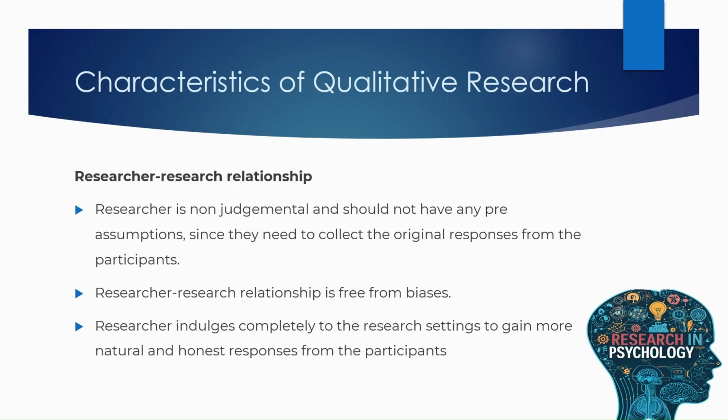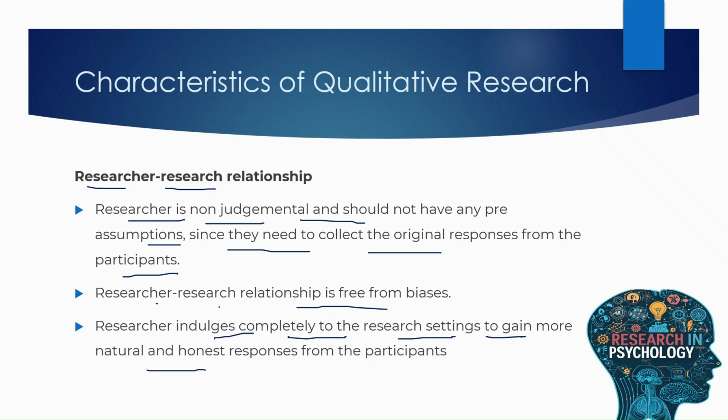Next we have researcher-research relationship. Here, in case of qualitative research, the researcher is not judgmental and should not have any pre-assumptions since they need to collect the original responses from the participants. So they should not have any bias. See here, the researcher-research relationship is free from biases. The person will not have any pre-existing ideas or notion about the study. So they will be approaching the whole thing with a fresh mind. The researcher indulges completely to the research settings to gain more natural and honest responses from the participants.